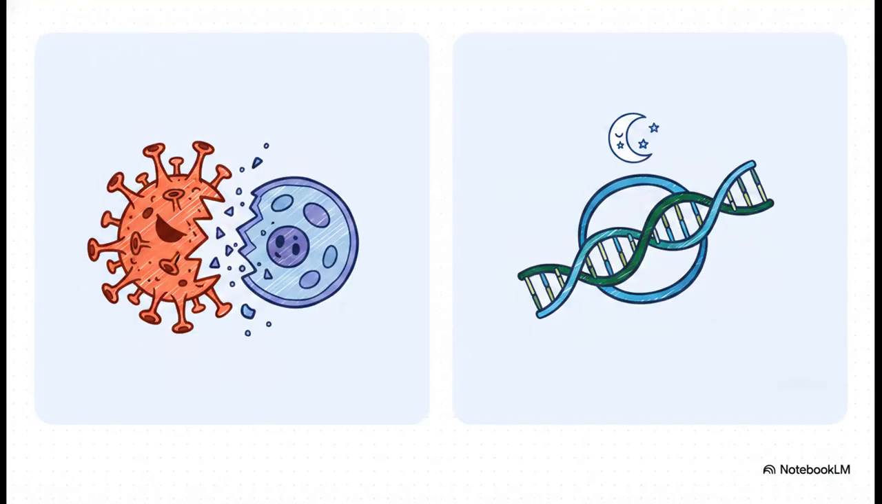The lytic cycle is extremely aggressive. The virus rapidly replicates and intentionally destroys the host cell to release its army. But the lysogenic cycle? That is stealthy. The viral genome just hides within the host's DNA, replicating quietly every single time the cell divides. This can go on for years until specific conditions trigger it to wake up and enter that destructive lytic cycle.